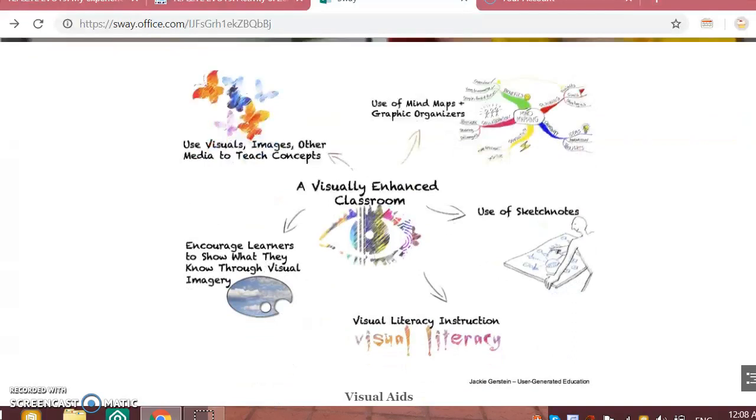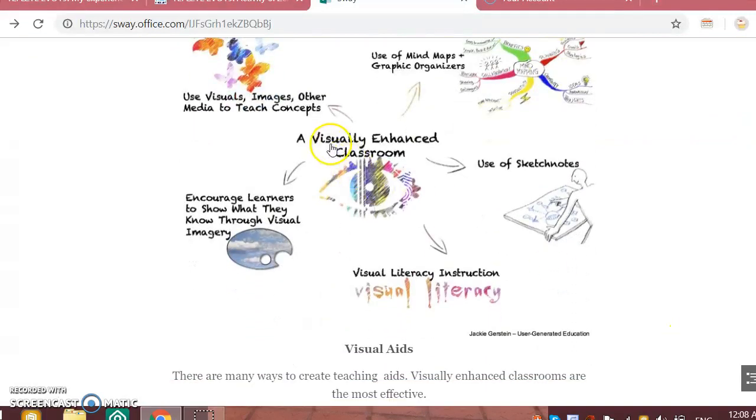As you can see, this is a visually enhanced classroom. By using visuals, images, and other media to teach concepts, we can encourage learners to show what they know through visual imagery, and we can use a scout note or maybe visual literacy instruction.